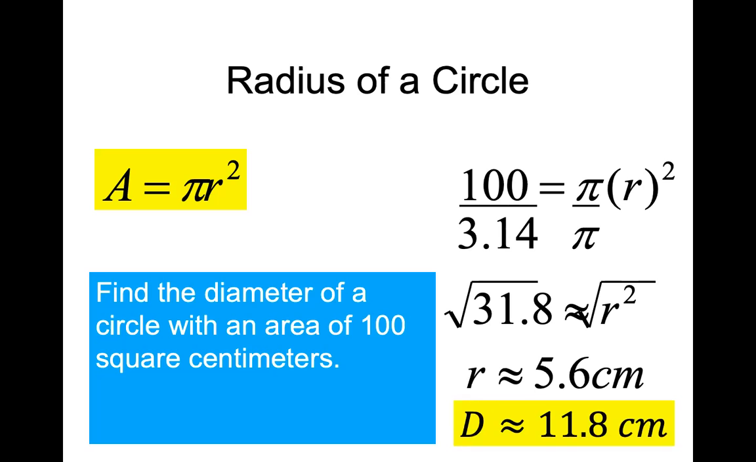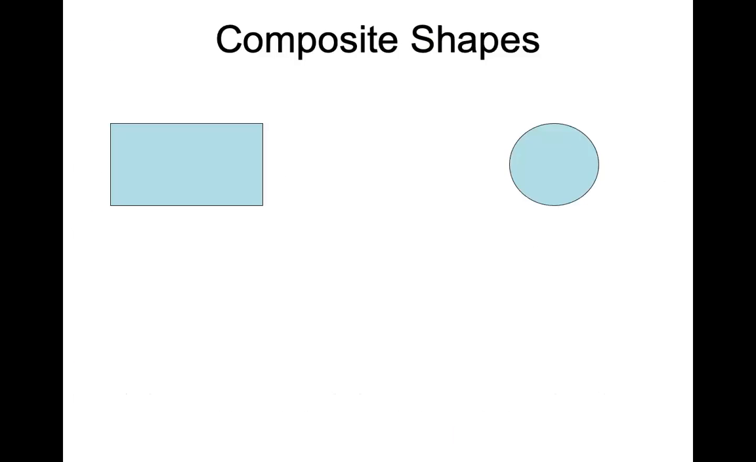All right, I'm not done. We're going to go past the bell here. Are you good on finding radius or diameter if I give you the area? Yes. All right. Last thing is this. What's the shape? Rectangle. What's the shape? Circle. What's the formula for area? Length times width, base times height, whatever you want. What's the formula for area of a circle? Area equals pi r squared.